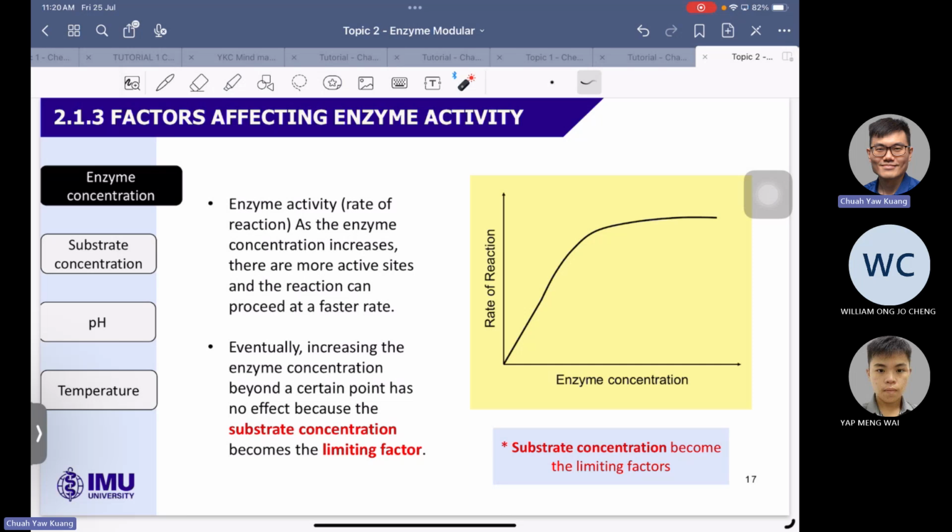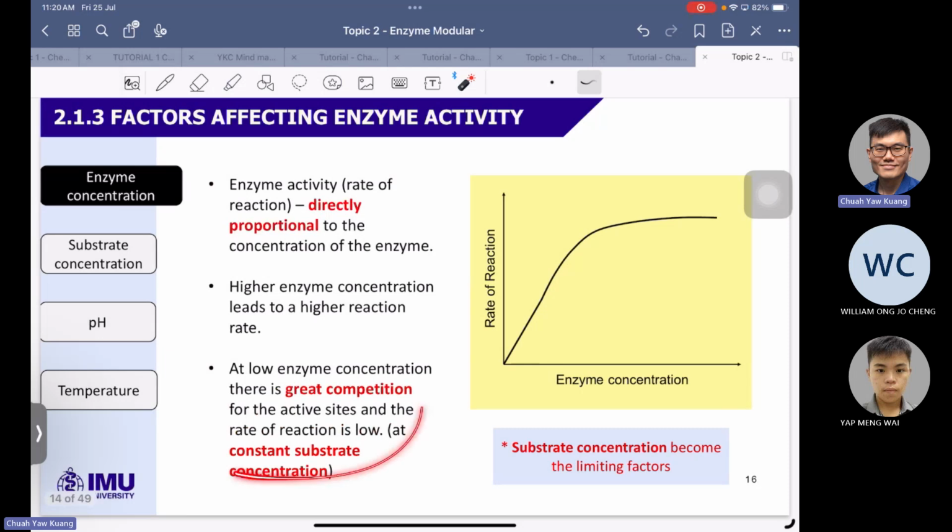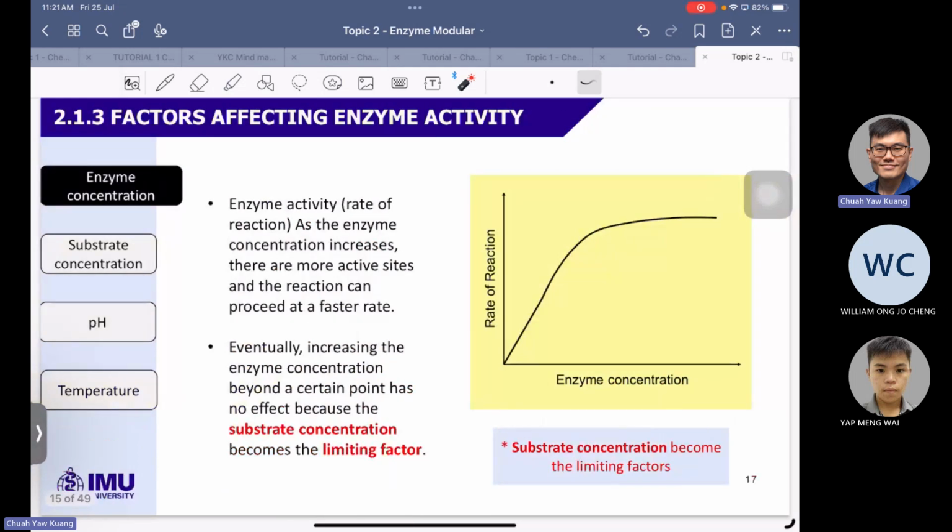Actually, all the points are here. It's just that maybe it's a bit incomplete, but if you want, you can use my points. So that is how you explain the three things. You can see all of this is talking about what? All of this is talking about the active site. It's all explained in terms of the active site. So that would be the enzyme concentration.